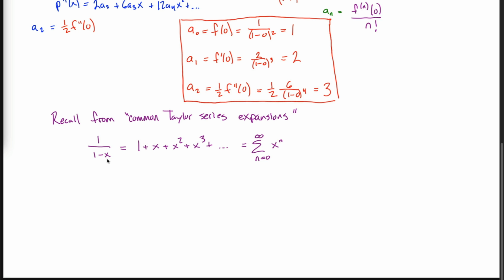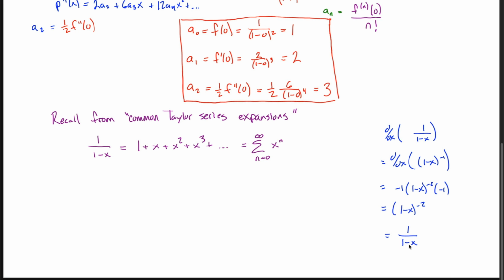You have to recognize that the derivative of this function is exactly 1 over 1 minus x squared. The derivative of 1 over 1 minus x is the derivative of 1 minus x to the negative 1 power. Using the power rule, I bring the negative 1 down in front. I subtract 1 from my exponent to get 1 minus x to the negative 2. But then I'm not done because of the chain rule. I have to take the derivative of this inside function, which gives me another negative 1. This negative 1 and this negative 1 cancel out, and I'm left with just 1 minus x to the negative 2 power. In other words, 1 over 1 minus x squared.